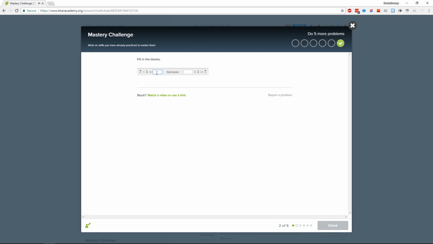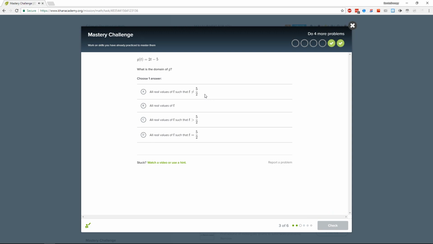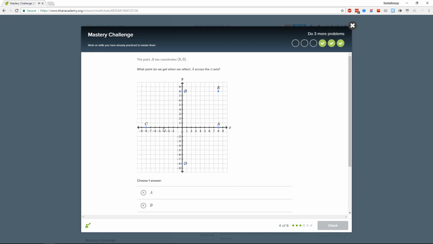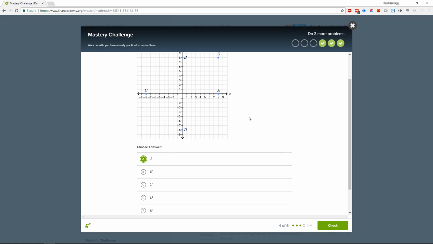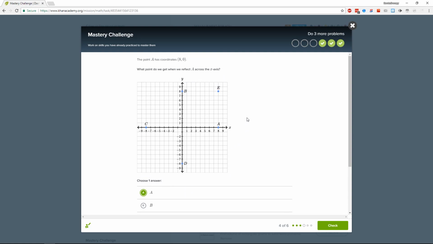Fill in the blanks. 6. Nice. What's the domain of G? Sounds like all real values. A has a coordinate of, at what point do we get to reflect across the x-axis? Still A, because it's not reflecting across y, it's reflecting this way.